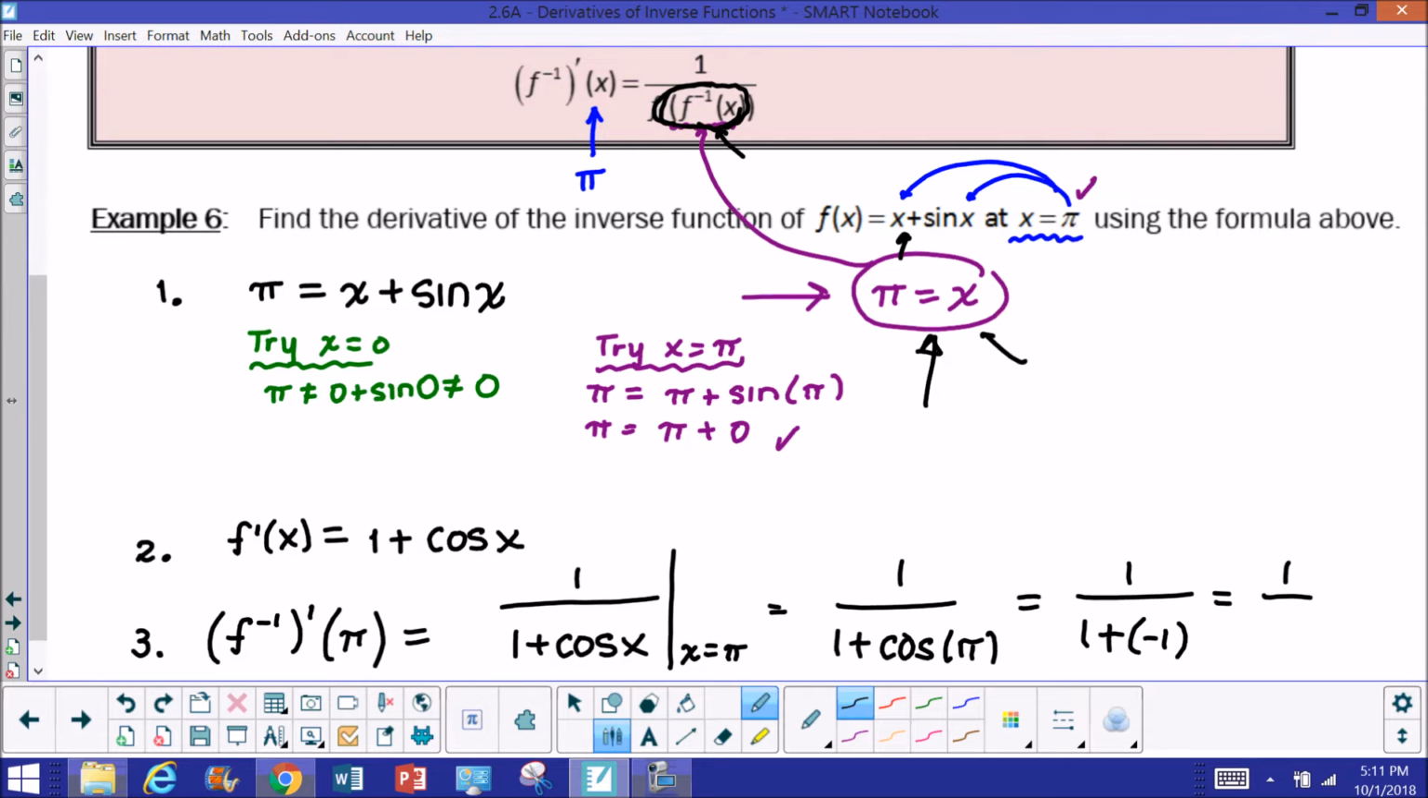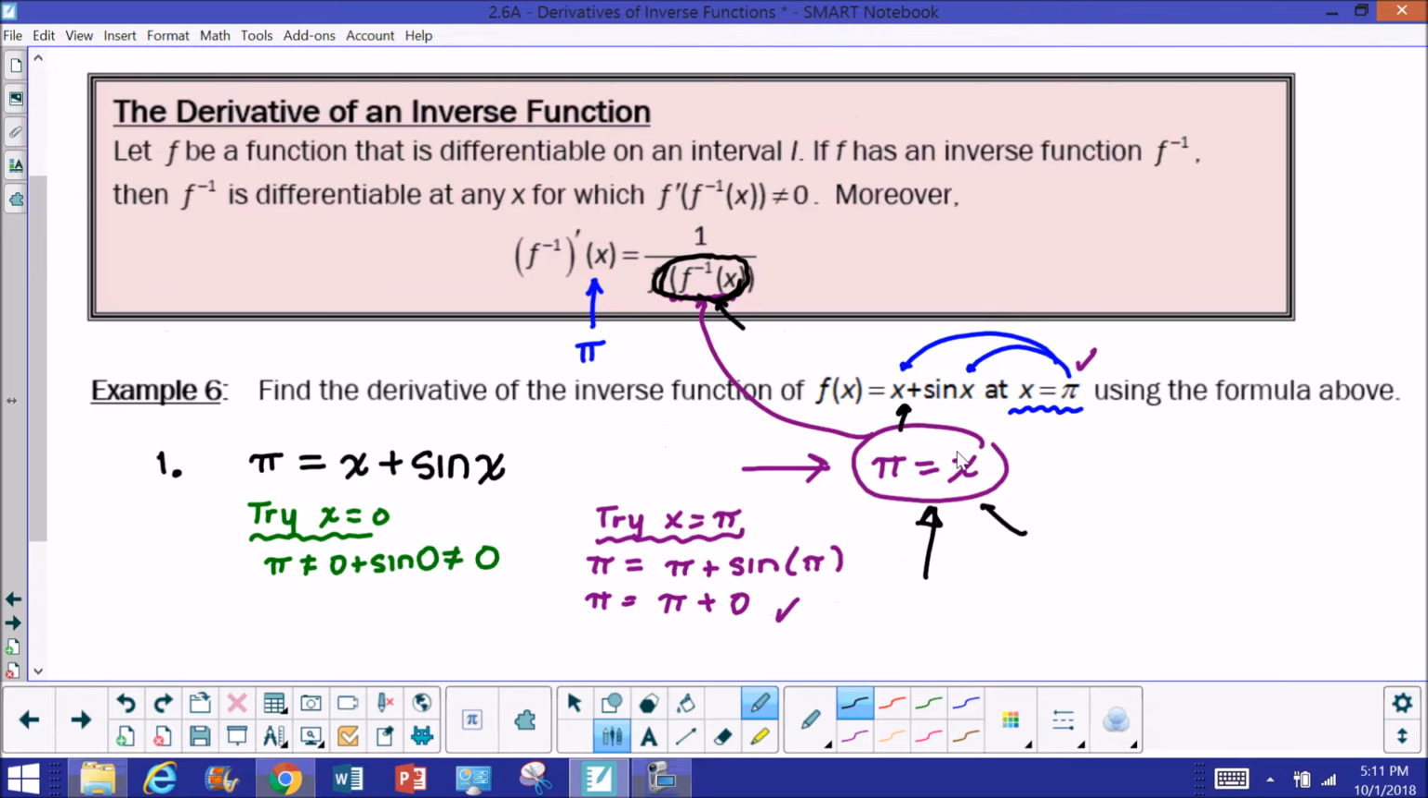We have 1 over 0. Okay, well, another curveball thrown into the mix. And if you recall, in our stipulation here, it said that if our inverse evaluated within our function f prime produces 0, then we do not have a derivative. And that's exactly what's happened here.